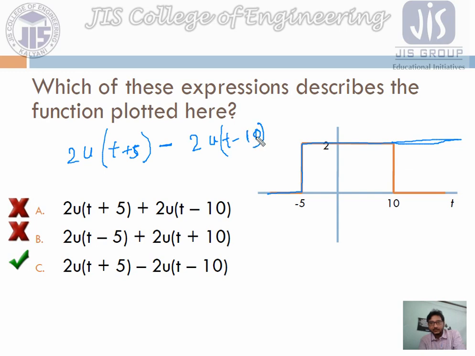So the ultimate function value will be 2 u of t plus 5 minus 2 u of t minus 10. So that will be your answer. Okay, so this is about the step function.